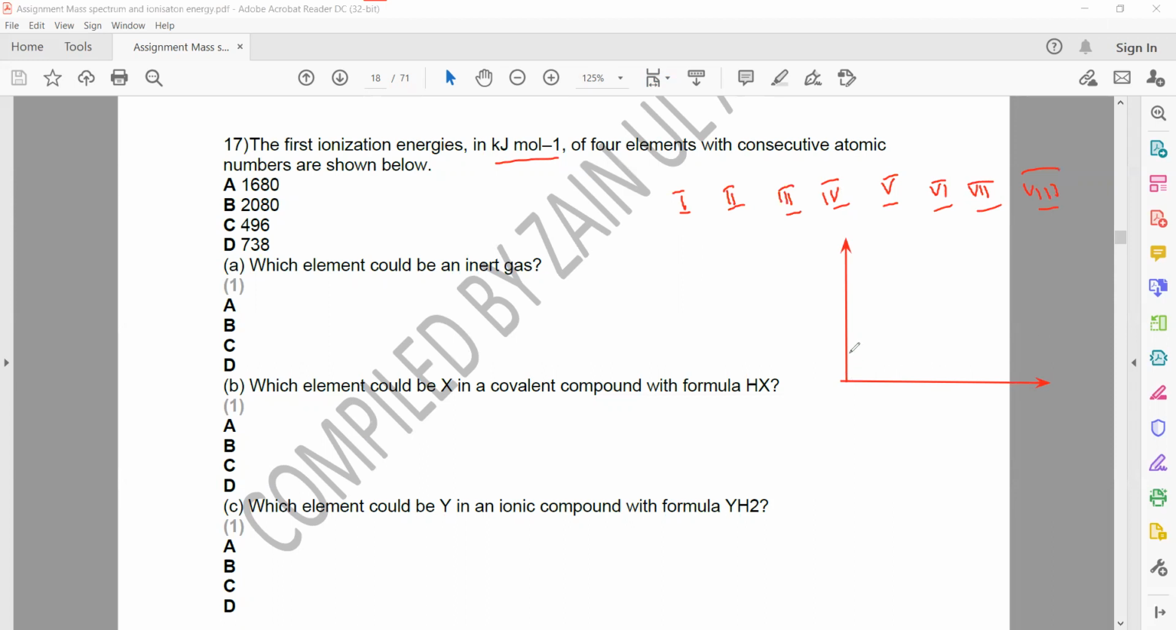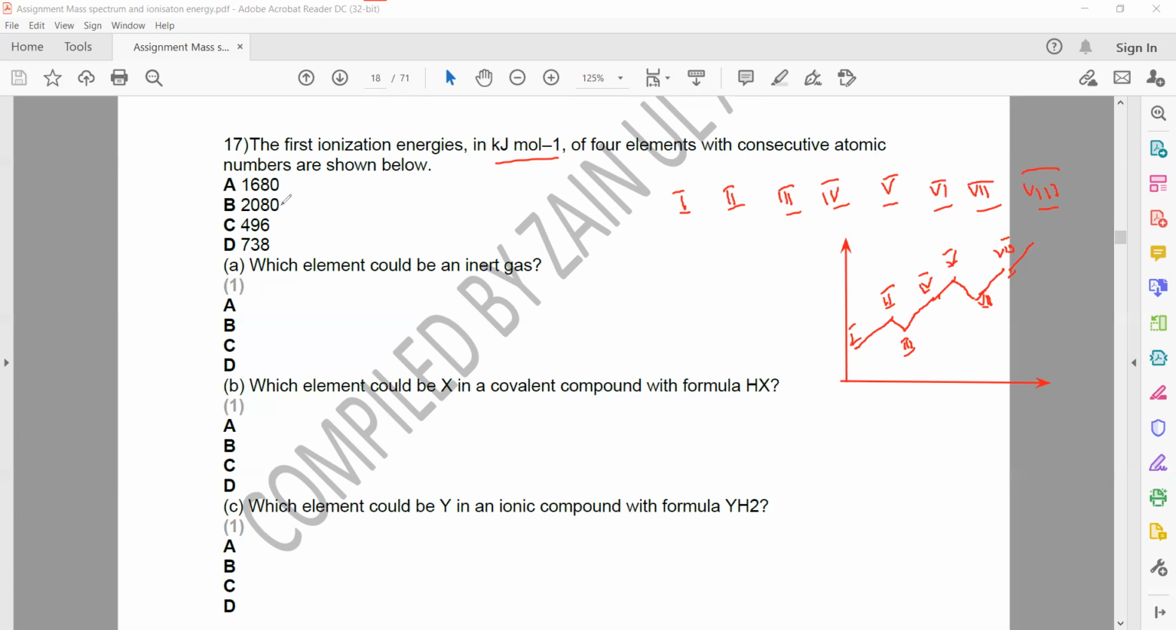So when we move across, group 1 will be there, group 2, then group 3 will be a bit less. Why? Because the subshell changes. Then group 4, 5 will be there, and then group 6. Why is group 6 smaller? Because there is a pair of electrons. Then group 7, and then the peak will be there for group 8.